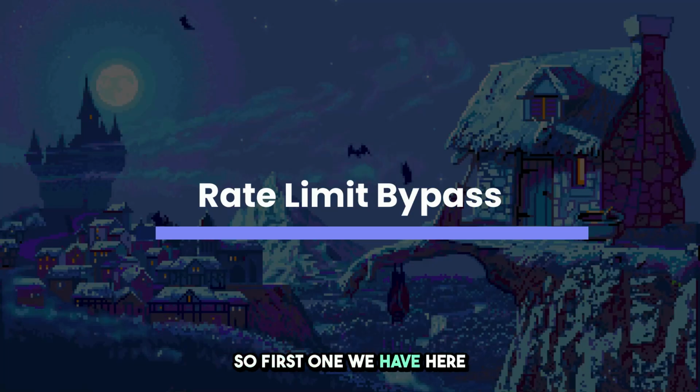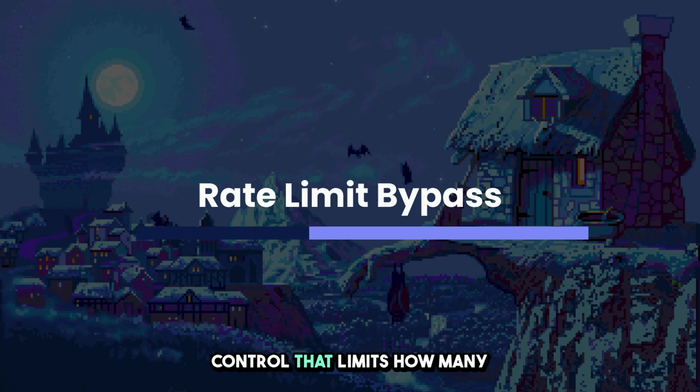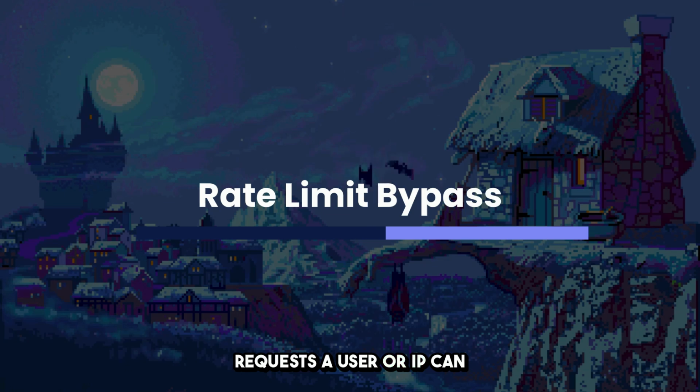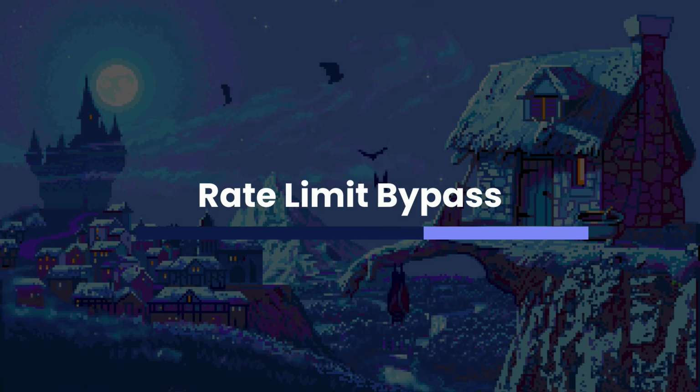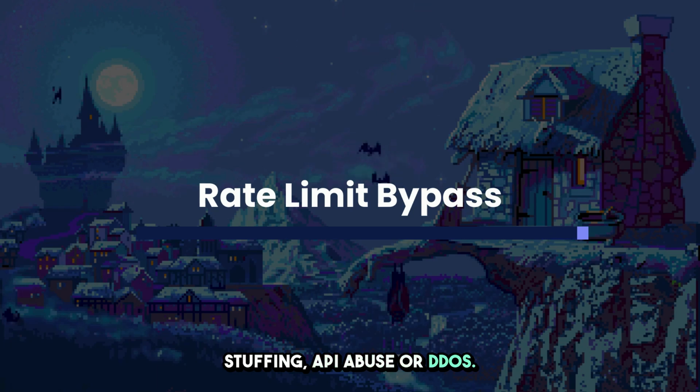So the first one we have here is the rate limit bypass. So what is rate limiting? Rate limiting is a security control that limits how many requests a user or IP can make in a certain time. So it helps to prevent brute force login, credential stuffing, API abuse, or DDoS.